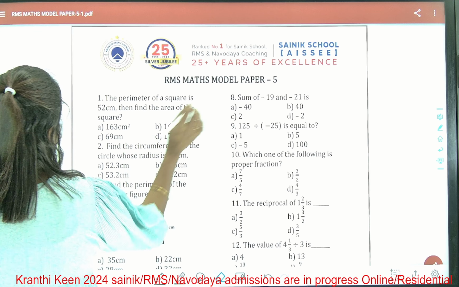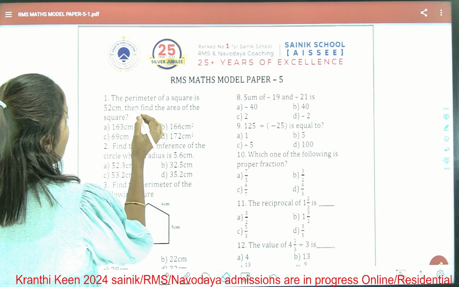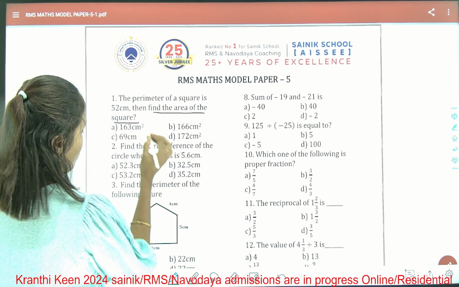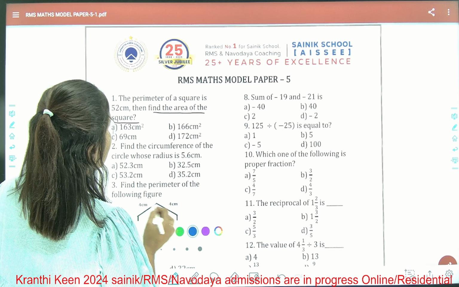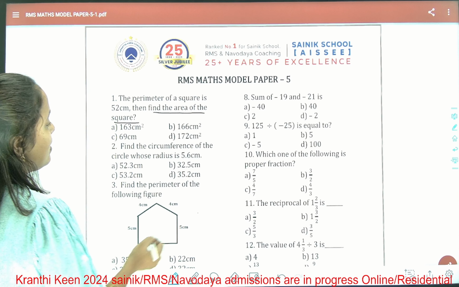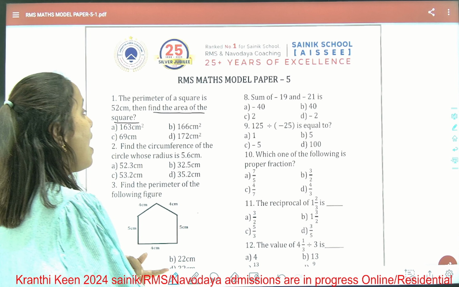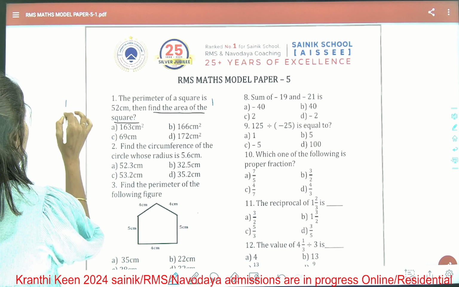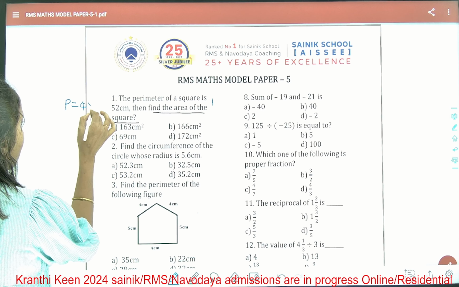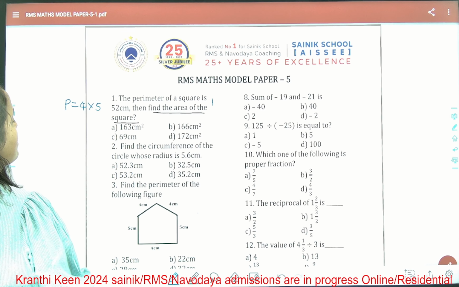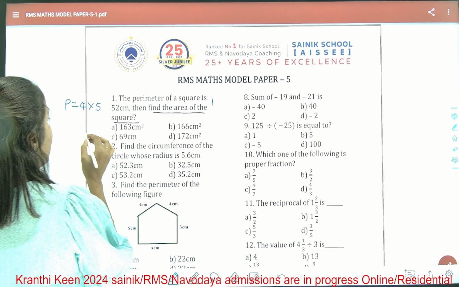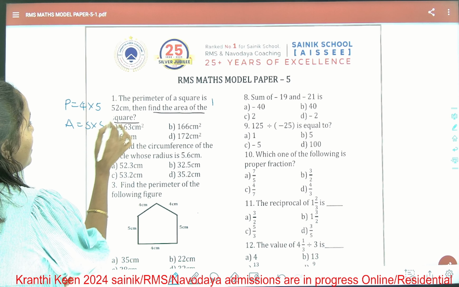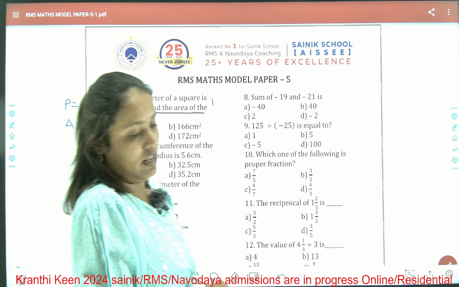Here, see: the perimeter of the square is 52 centimeters. Then find the area of the square. In the question, if you observe, they gave the perimeter. The perimeter formula is P equals 4 into S. But here we need to find the area. The area formula of a square is S into S. But in the question, they didn't give the side.